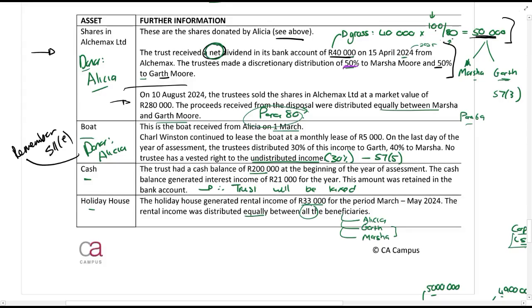Alright, so this first part is done. Now they sell the shares in Alchemax, and they split the proceeds equally between Marcia and Garth.